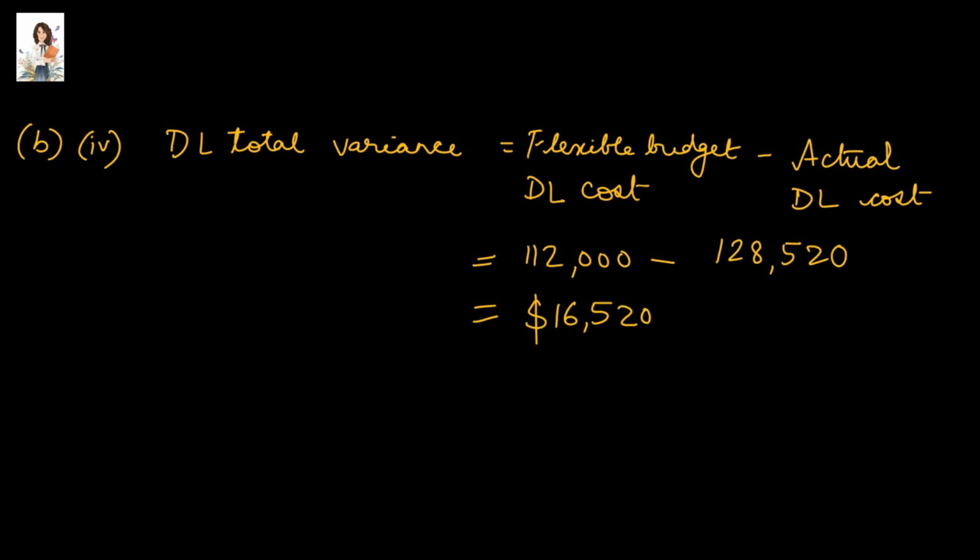Solving this further, we get $16,520. As to whether this variance is favorable or adverse, we see that as per the company's flexible budget, the direct labor cost was estimated to be $112,000, but in fact, it was $128,520. The actual cost is higher than the budgeted cost, and therefore, this is not a good thing for the company, and it is an adverse variance which is denoted by the letter A in brackets.